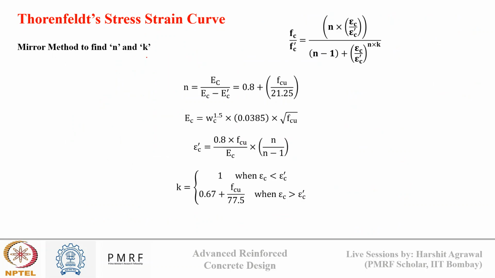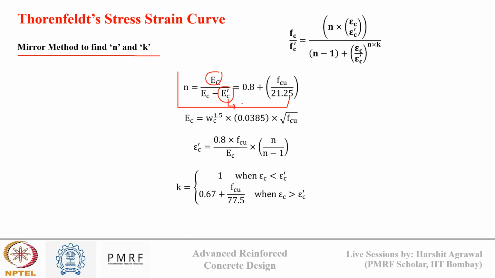Okay, now to estimate the value of n and k, we use the Mirror method. Okay, so n is represented by this equation Ec upon Ec minus Ec dash. So Ec is the modulus of elasticity, Ec dash is the modulus of elasticity at peak load.